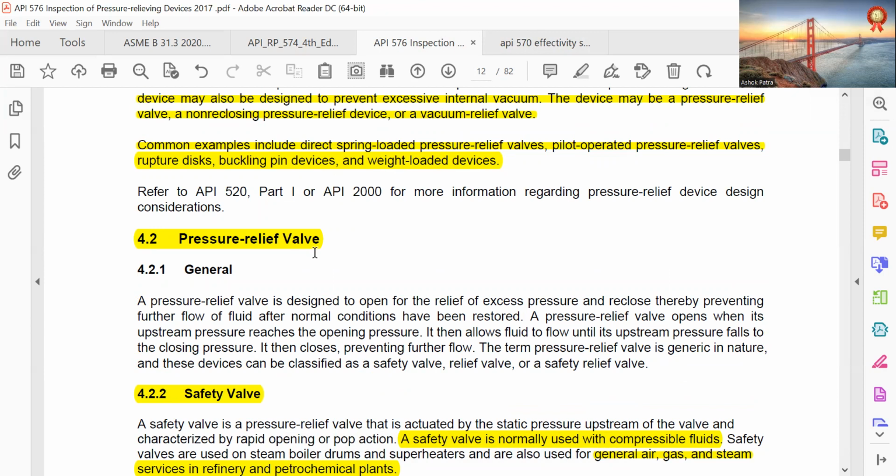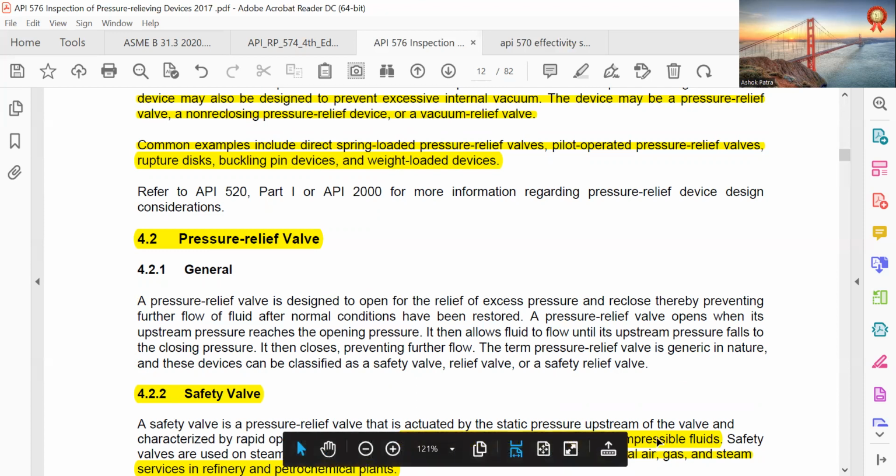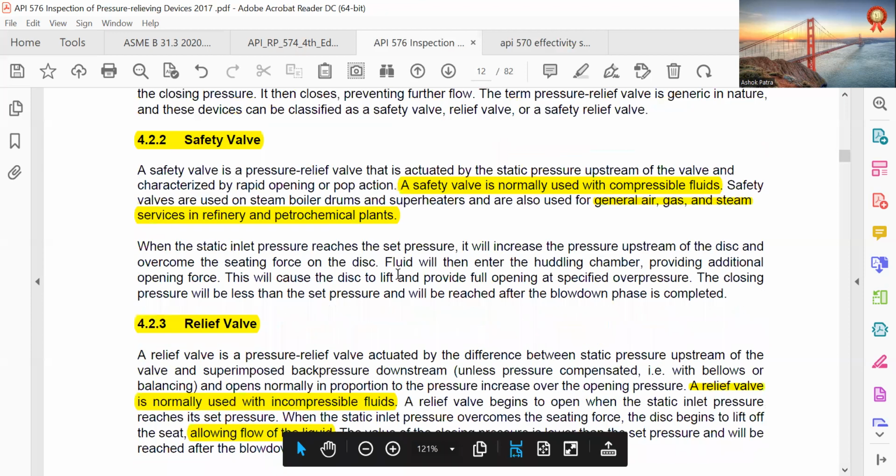Pressure relief valve, safety valve. A pressure relief valve is designed to open to relieve excess pressure and reclose, thereby preventing the further flow of fluid after normal conditions have been restored. A pressure relief valve opens when its upstream pressure reaches the opening pressure, then allows fluid to flow until the upstream pressure falls to the closing pressure, and then closes, preventing further flow. The term pressure relief valve is generic in nature, and this device can be classified as a safety valve, relief valve, or a safety relief valve. That is PRV, pressure relief valve.